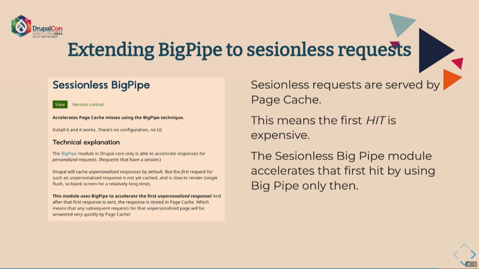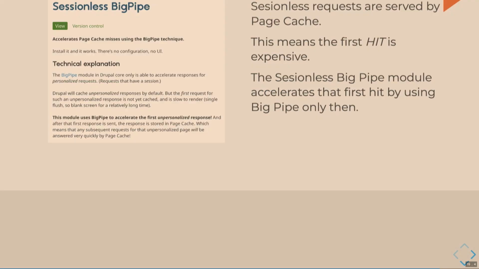This is also an interesting module. As we said before, page cache is not using BigPipe, the page cache requests, the sessionless requests. So this means the first hit from, for example, an anonymous user, the first one is usually expensive. What this module does is accelerate the first request of a sessionless user using BigPipe, and then this response is cached, and subsequent requests are returned by the page cache directly. It's an interesting addition as well.